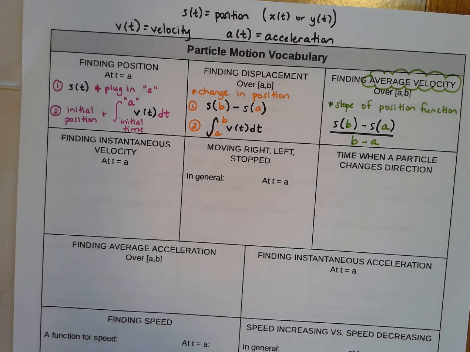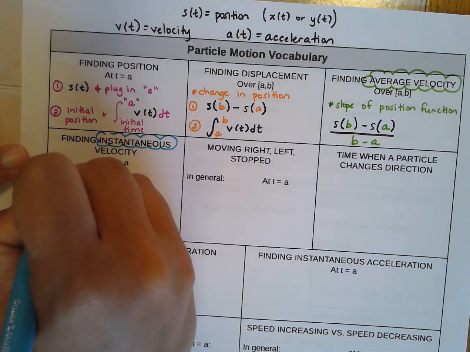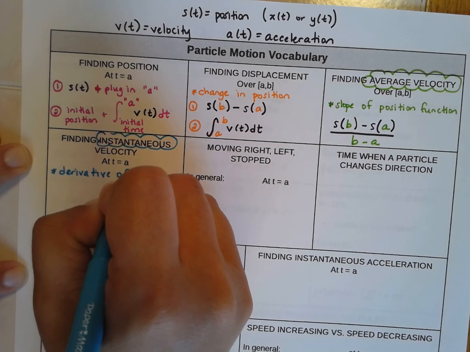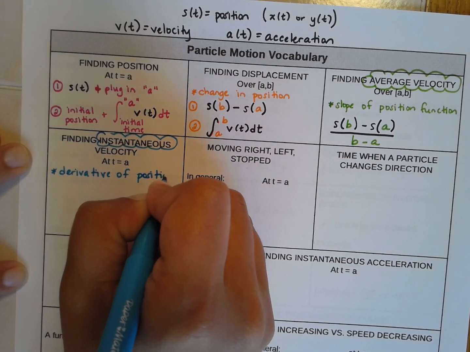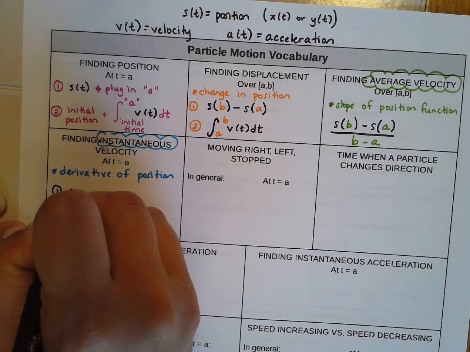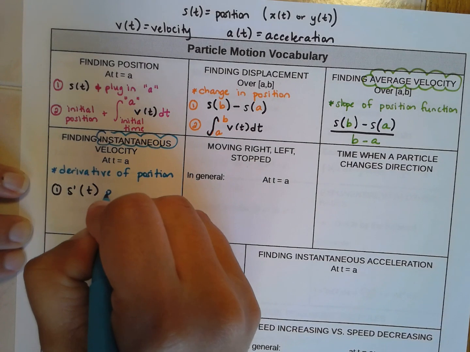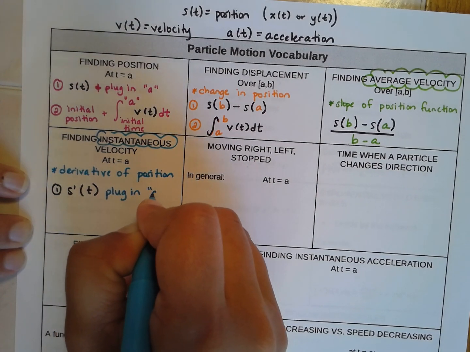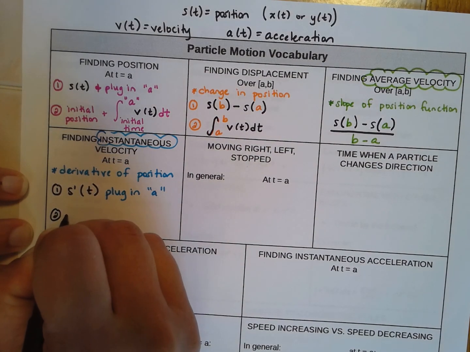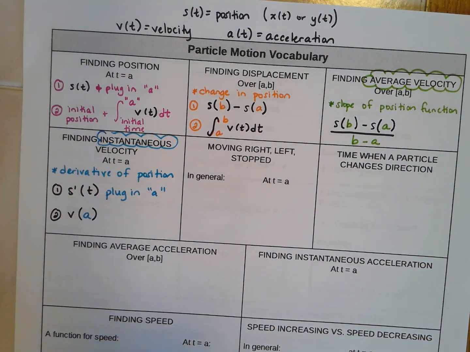Now, instantaneous velocity is a totally different idea because instantaneous velocity just means the derivative of position. So you could take the derivative of your position function and then plug in your a value. Or if you already have your velocity function, you could just plug in your a value. You don't need to then do the derivative. You've already got the right equation.